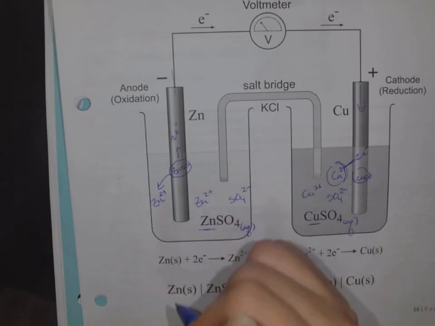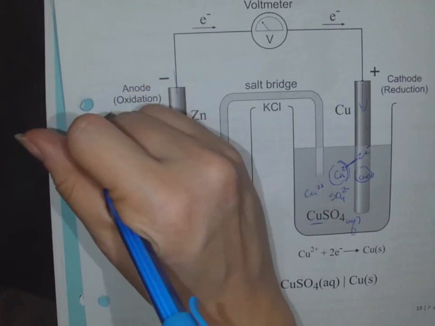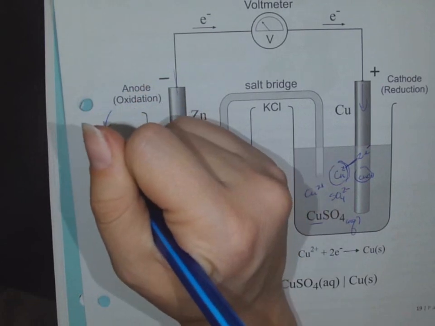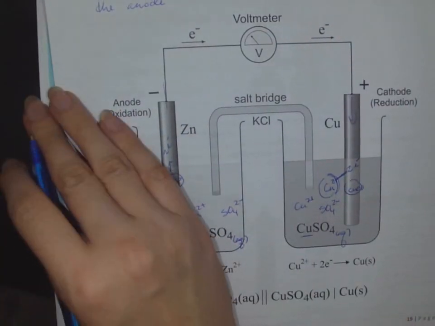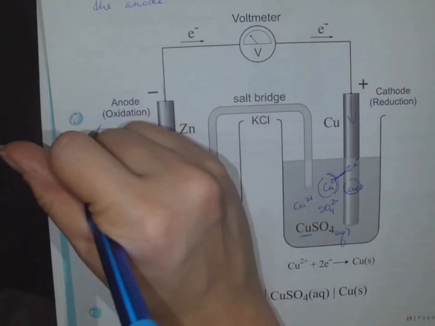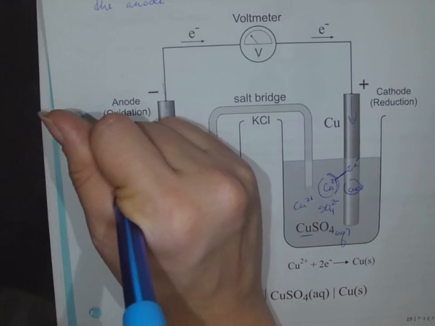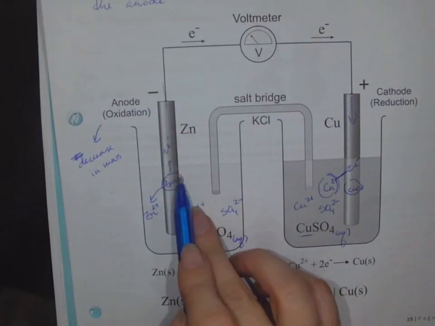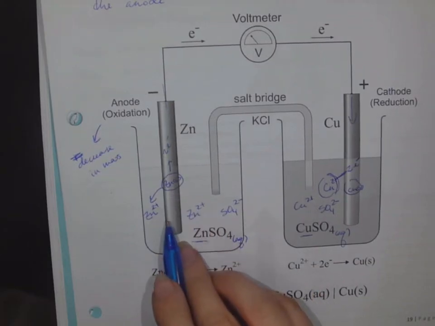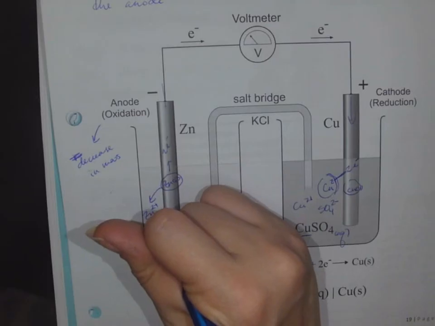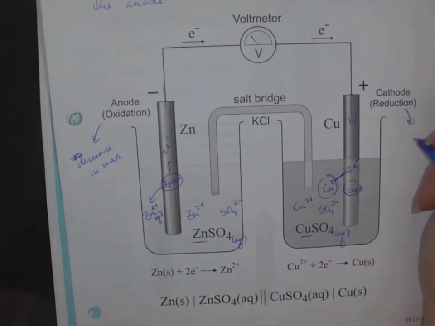So over time, the anode will reduce. Let's see, that's not helpful because of the word reduce for the cathode. Maybe I can think of decrease. Let's do decrease instead of reduce. It will decrease in mass. The actual solid is going to be decreasing in mass because it's losing those solid atoms off into the solution. They're becoming aqueous ions in the solution. And the cathode actually increases in mass.